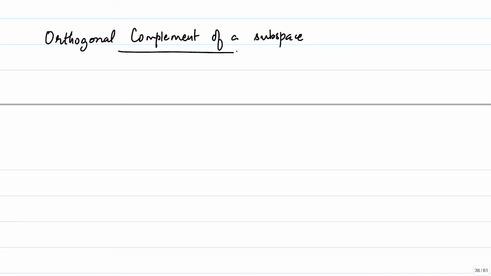So let us define what is the orthogonal complement. Orthogonal complement of a subspace. So let V be an inner product space. I'll slowly stop writing this.